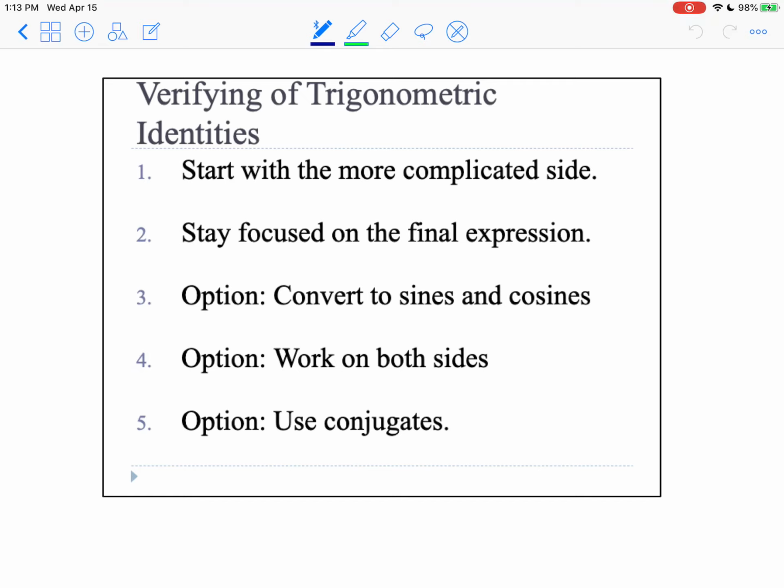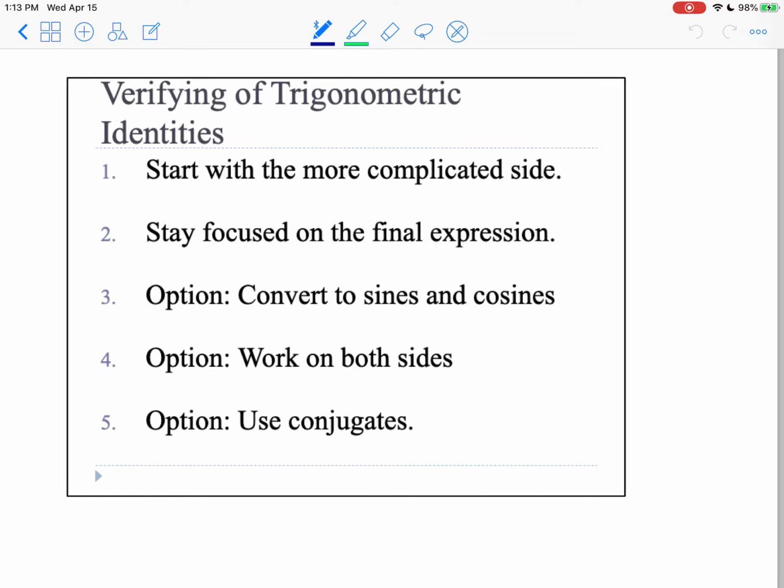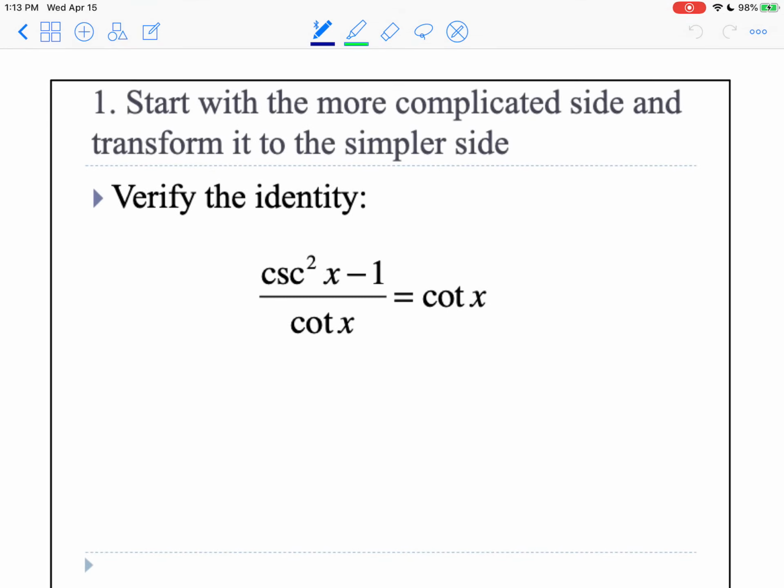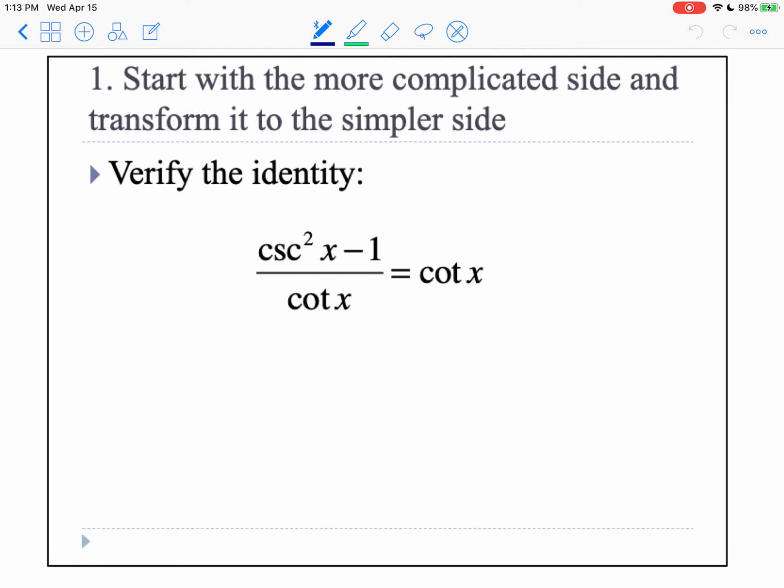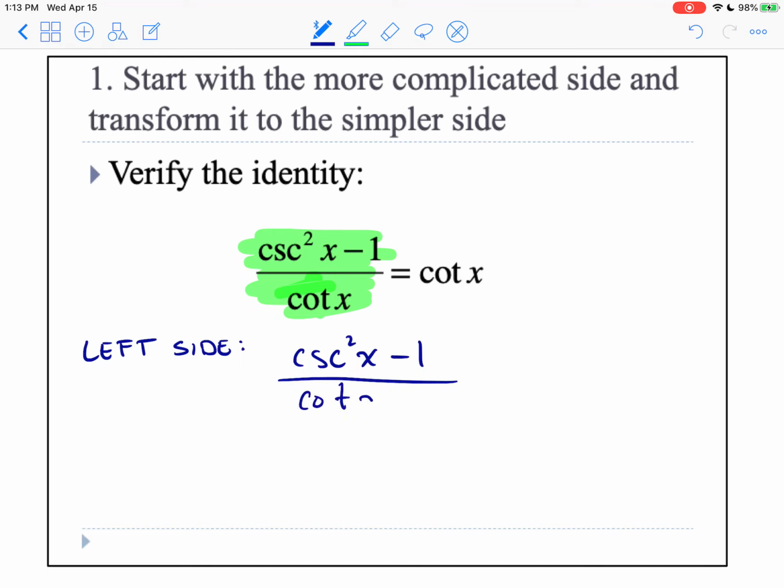Okay, so let's start with our first example. We're going to start verifying an identity. So here's our identity. We are going to start with the more complicated side. I think we can all agree that this side here is the more complicated side. So I'm going to write down left side, so that the reader, grader, or person looking at your paper knows which side you started on. On the left side we have cosecant squared x minus 1 over cotan x. I'm just rewriting it.